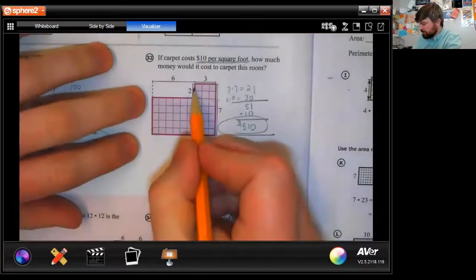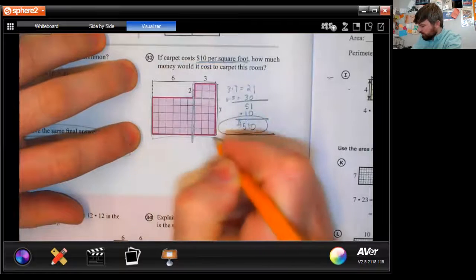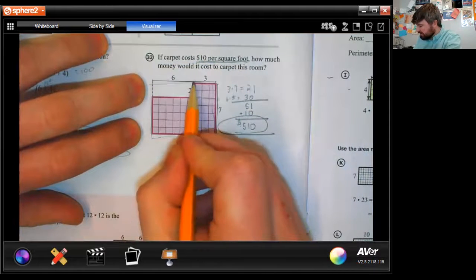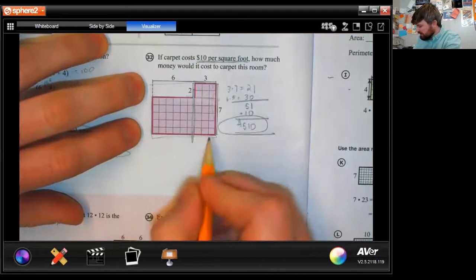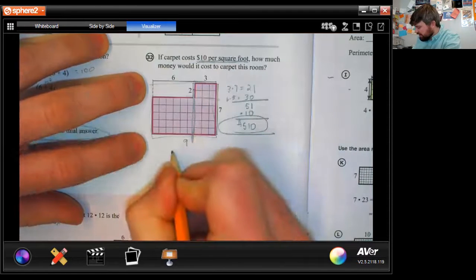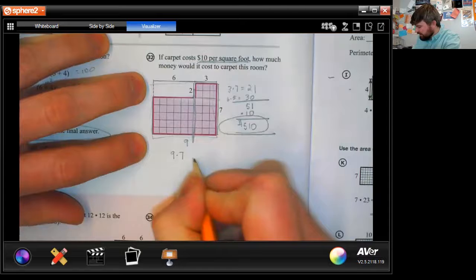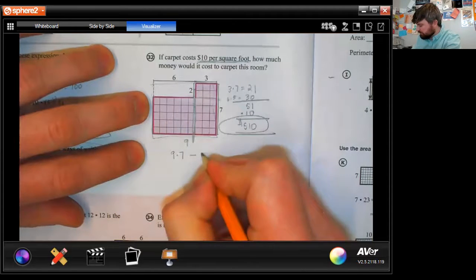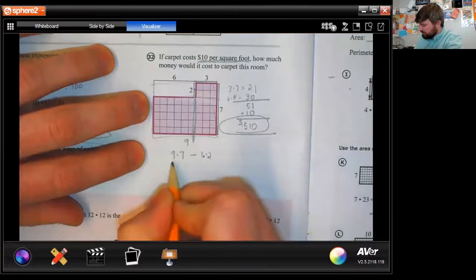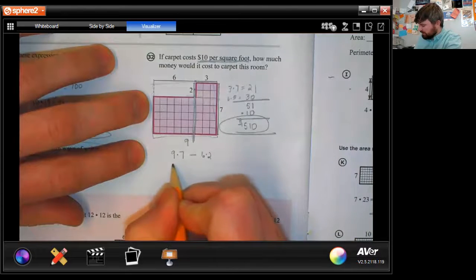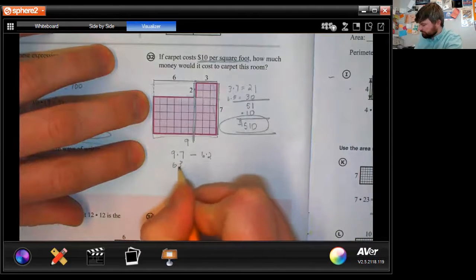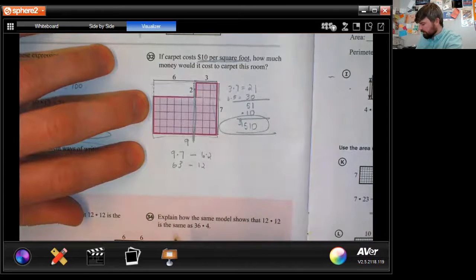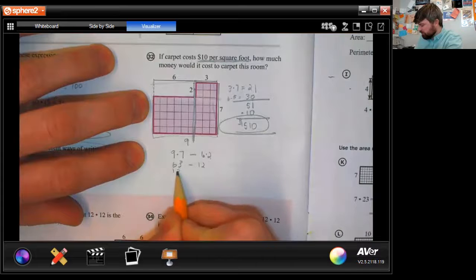Let's do the subtraction. So if we find the area of this whole thing here, which would be this part's 6, 7, 8, 9. So this is 9 times 7. And then you're going to subtract, you're going to take away this rectangle, which is 6 times 2. Okay, so 9 times 7 is 63. Minus 6 times 2 is 12. So then you got 63 minus 12.